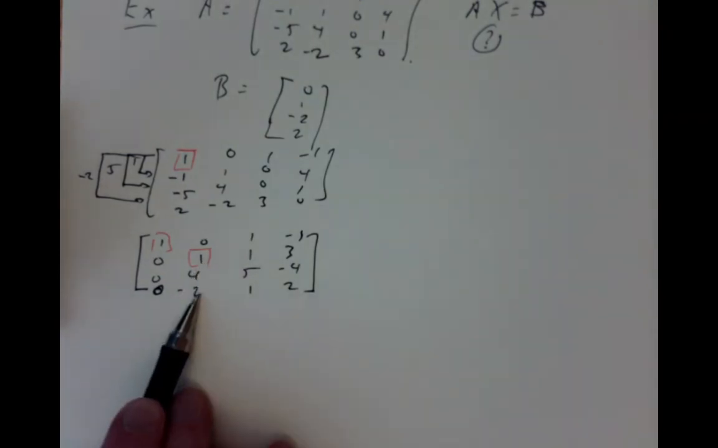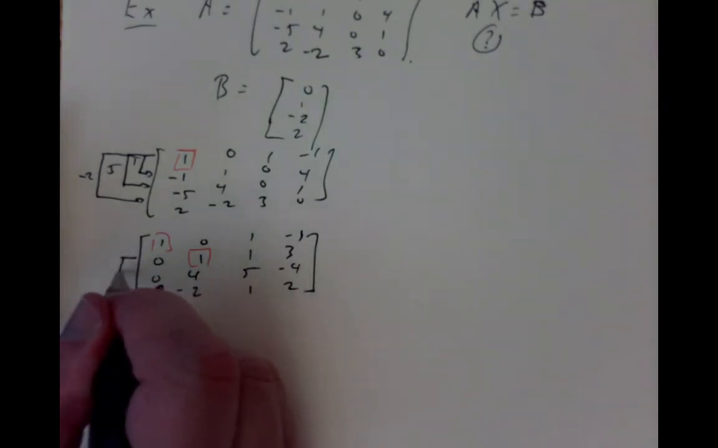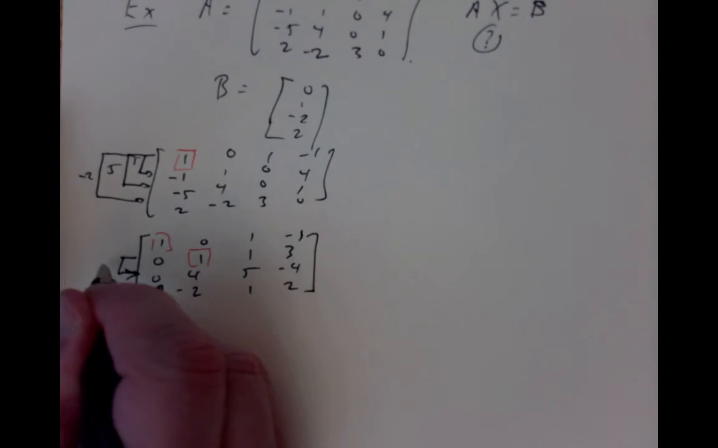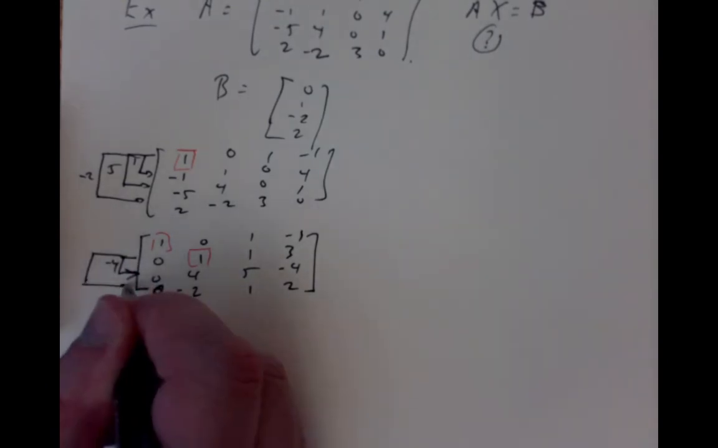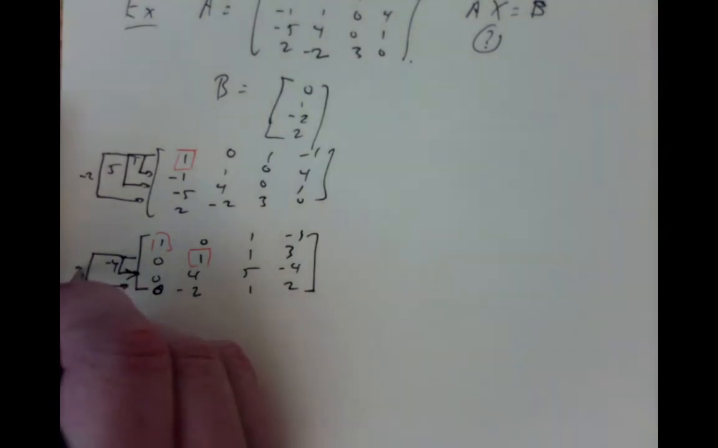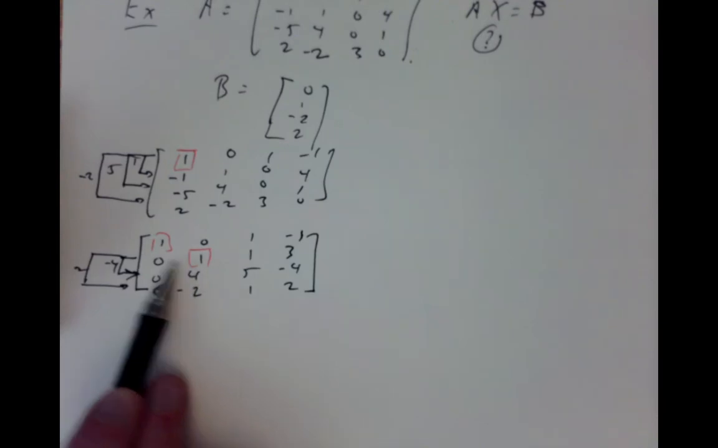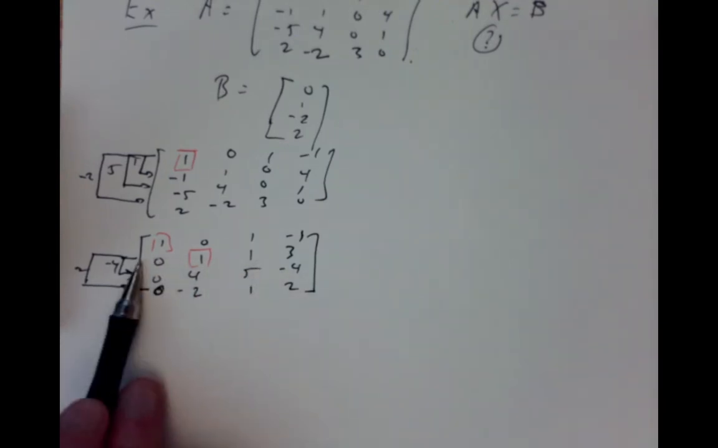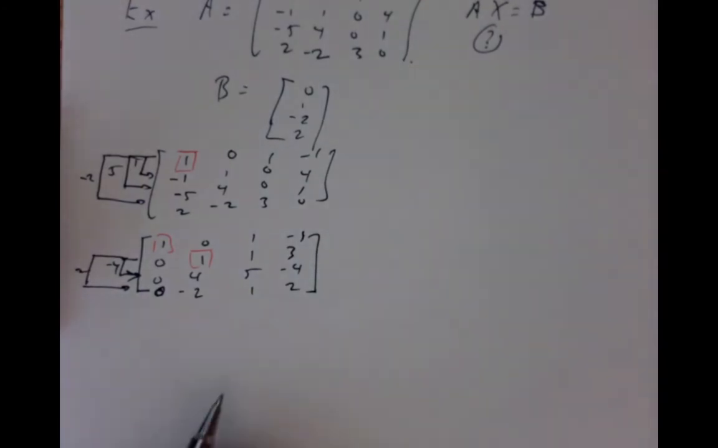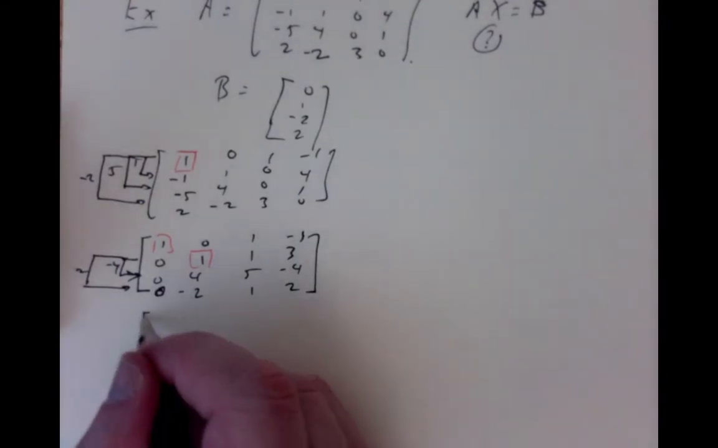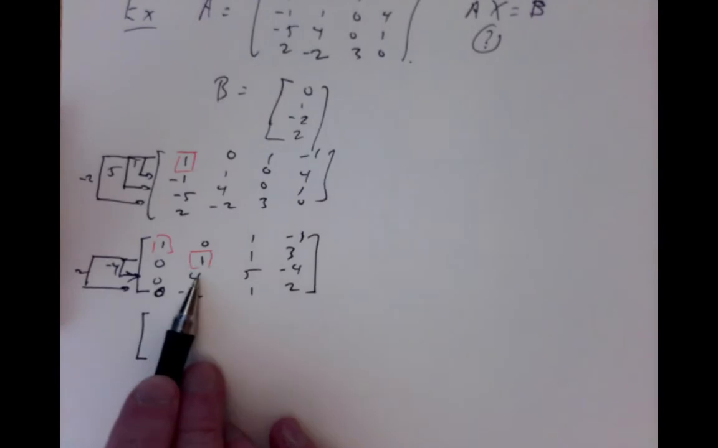This pivot has to kill the things underneath it, so for this row, I'll add minus 4 of it to this row, and then I'll add 2 of it to this row. So that way the 1 kills the 4 by having minus 4 of row 2 added to row 3, and then 2 of row 2 added to row 4. So that's how I'll compute out what makes this pivot kill the things underneath it.